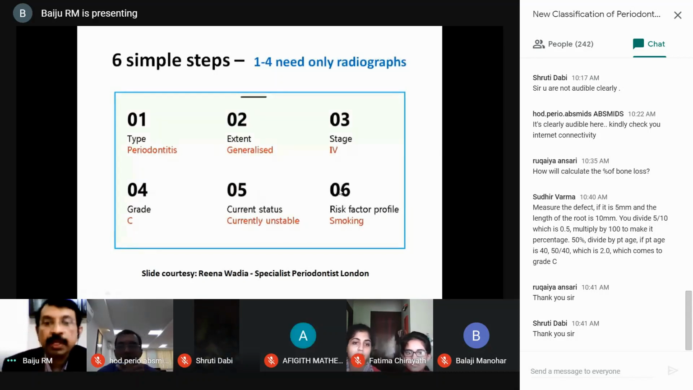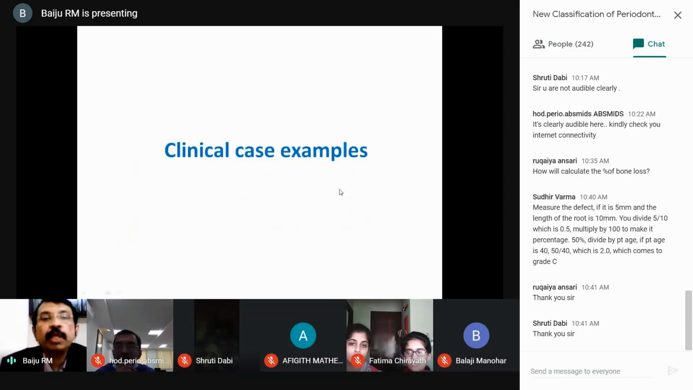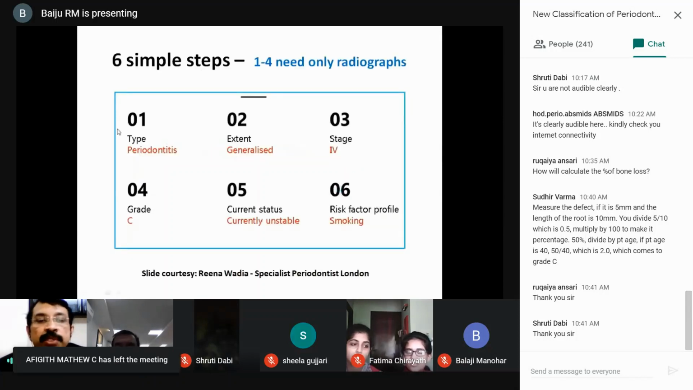then our patient is currently unstable, and then we add the risk factor. Another thing is that when you look at this, the first 4 steps of the diagnosis can be made from the periodontal chart. That is the beauty of this simplified version. You just need a radiograph till stage 4, till step 4. And further, we have the pocket charts, and we have the medical history and the social history of the patient.